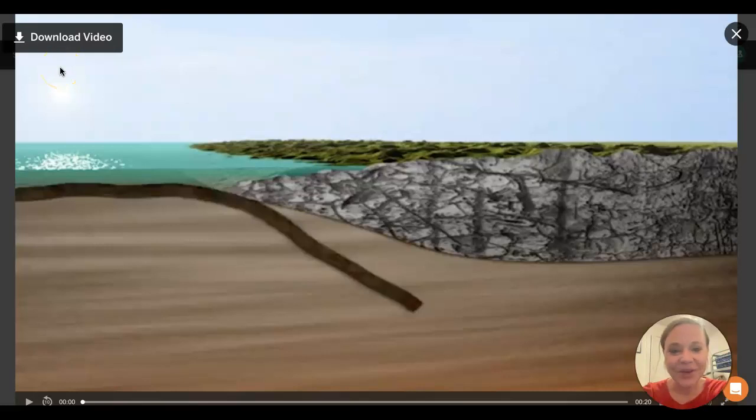Hey, sixth graders, we are going to do a quick review of these plate boundaries that we've been learning about.